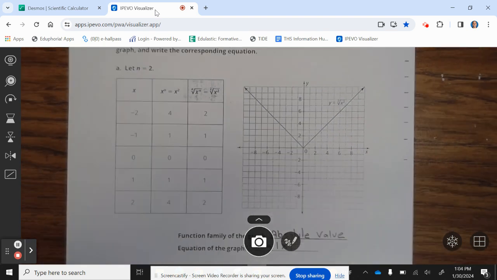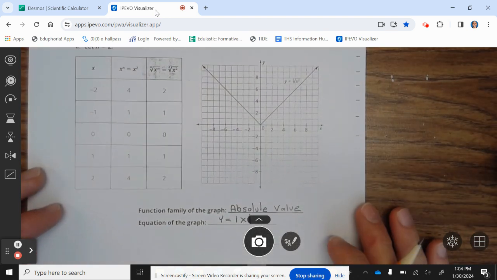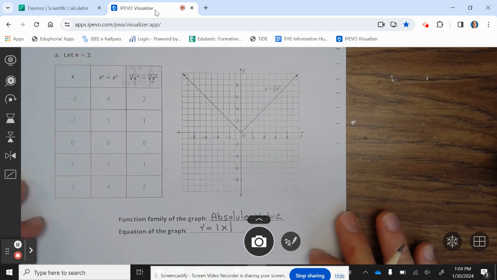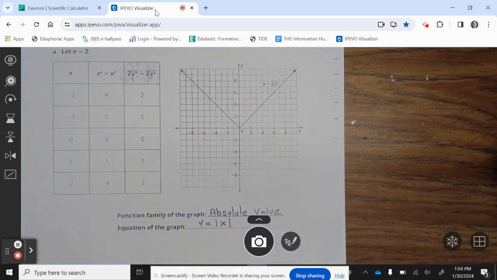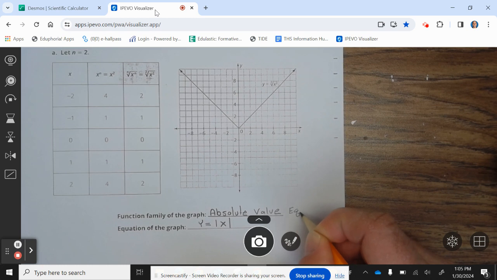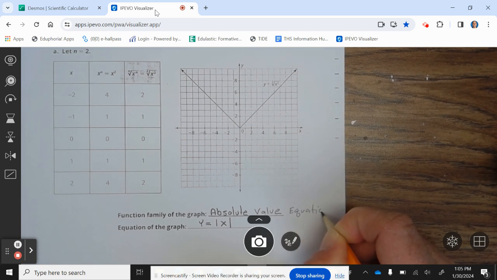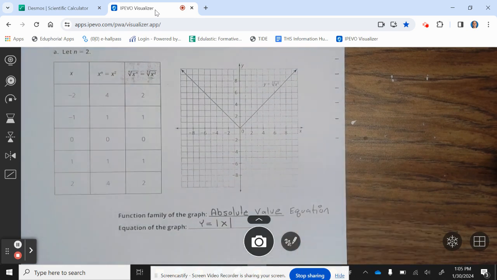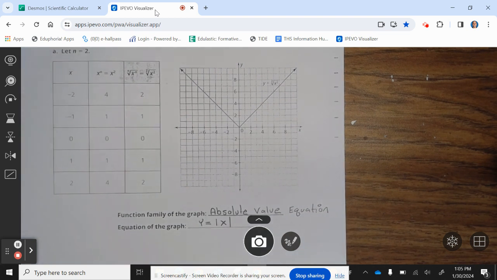Okay, go ahead and look over the table and graph. And then the function family of the graph is absolute value. And the equation of the graph is y equals absolute value of x. All right, let's take a look at the next page.